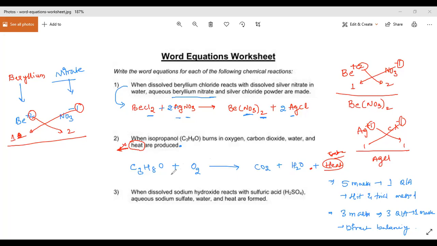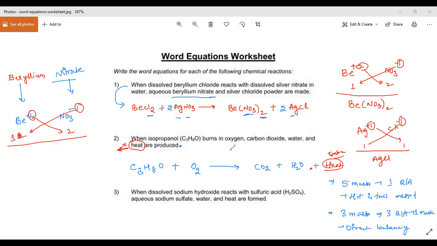Okay, now try to balance this one. From where do we have to start first? If you understand where to start, the balancing concept will be easy. Hydrogen, sir. So hit and trial method, sir? Not hit and trial, direct balancing. So hydrogen, I guess.